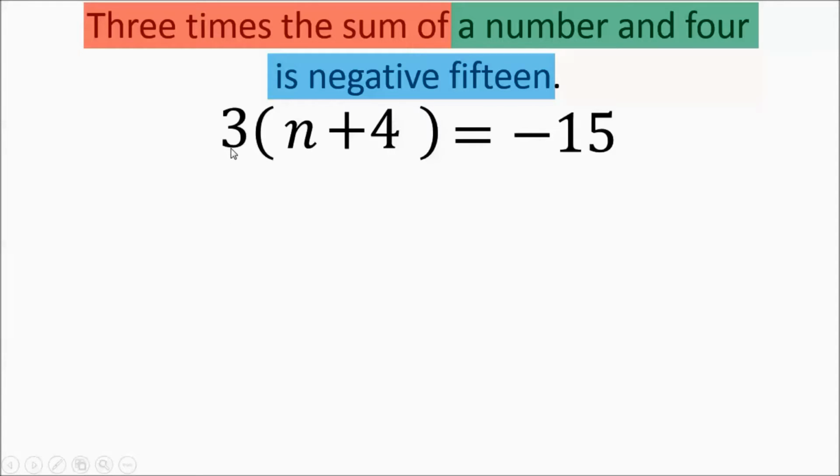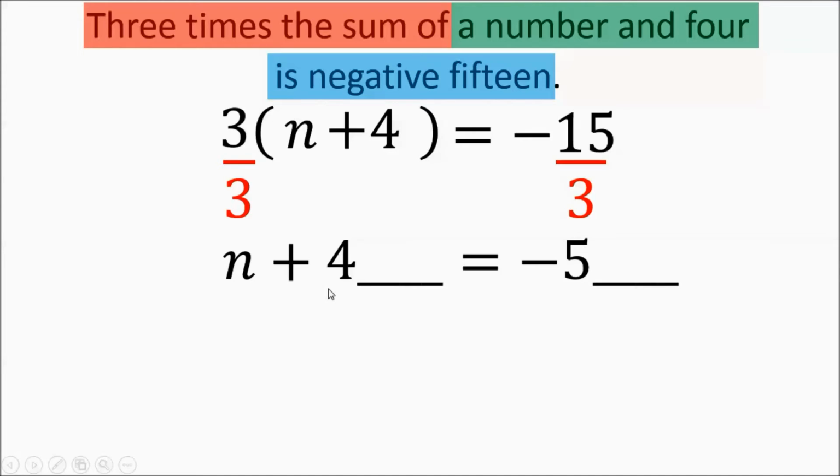You could use the distributive property and do 3 times n and then 3 times 4. An easier way to do it, though, you could think 3 times something is going to be negative 15. Well, what does that have to work out to? That's another way you can look at it. Also, you could treat this like an outside coefficient and divide it out. So the n plus 4 is left, and you have negative 15 divided by 3. So you have n plus 4 equaling negative 5, because negative 15 divided by 3 is negative 5.